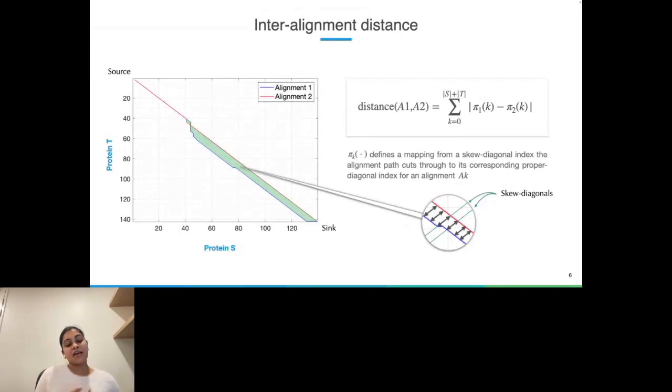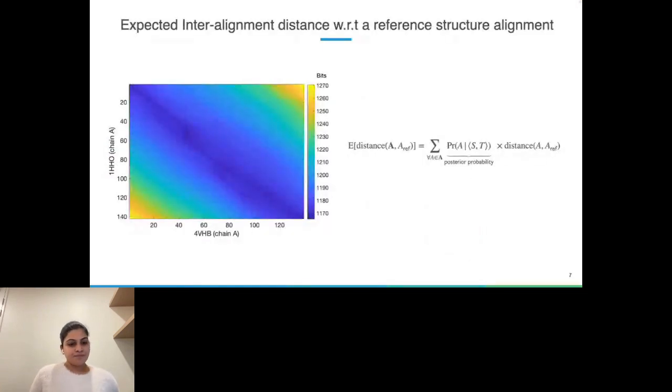Our goal is to compute the expected interalignment distance between the marginal landscape and a reference alignment using this measure of distance. What you see in different colors here is essentially the probability space of relationships of all possible sequence alignments for a specified pair of proteins. There is just one reference alignment in red. Let's say it's a structural alignment. We want to find the expected alignment distance between this red line and the entire landscape.